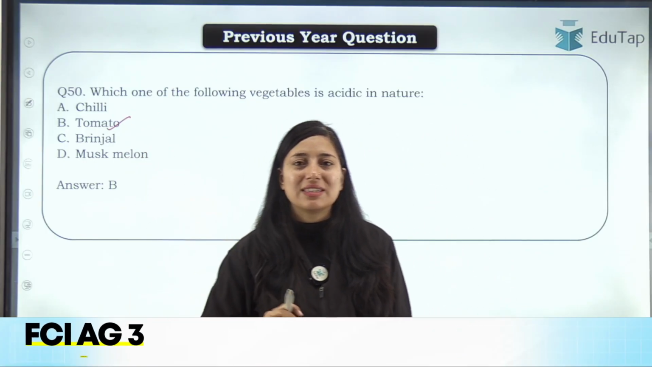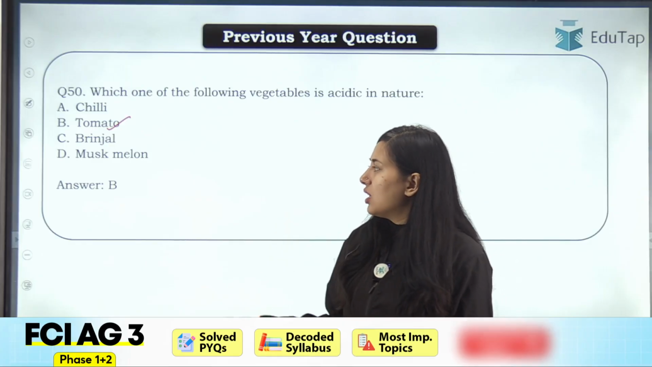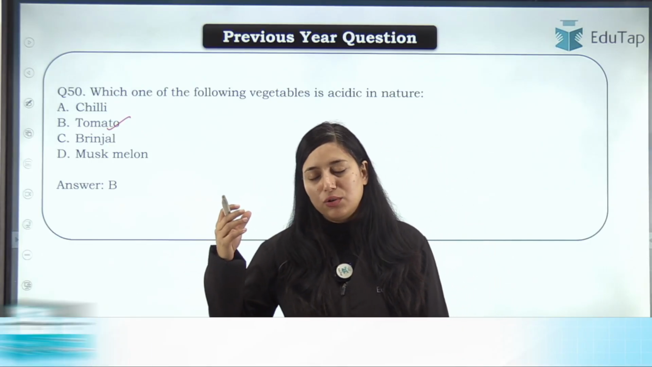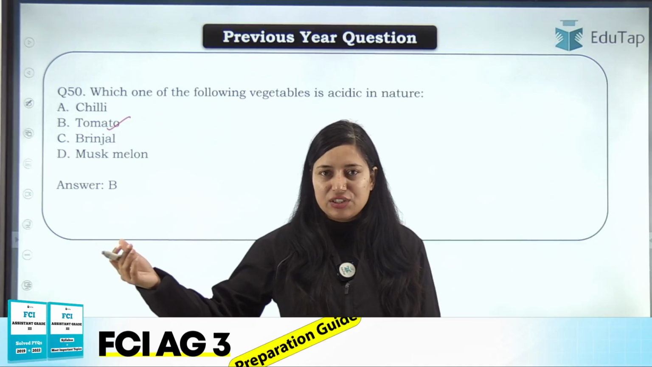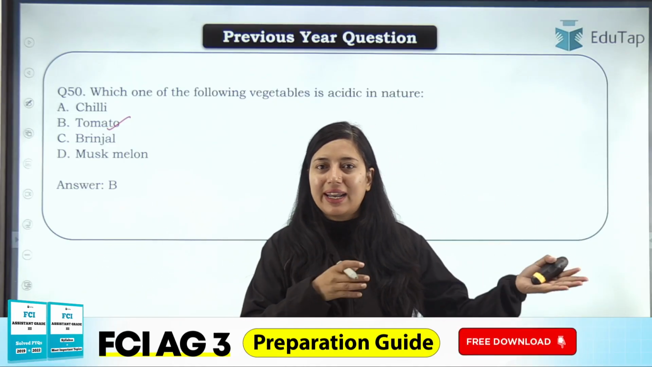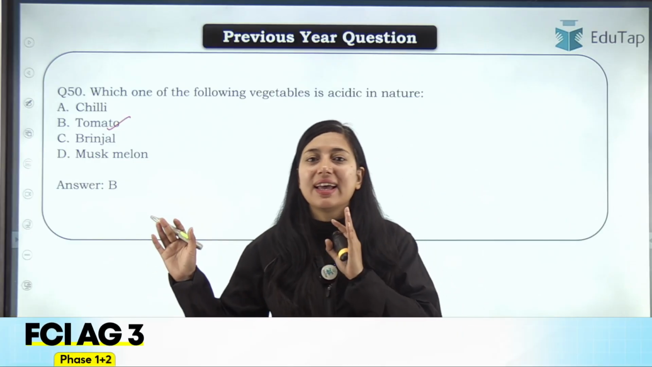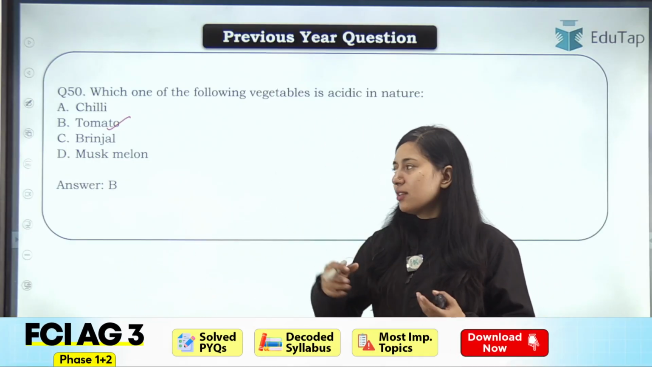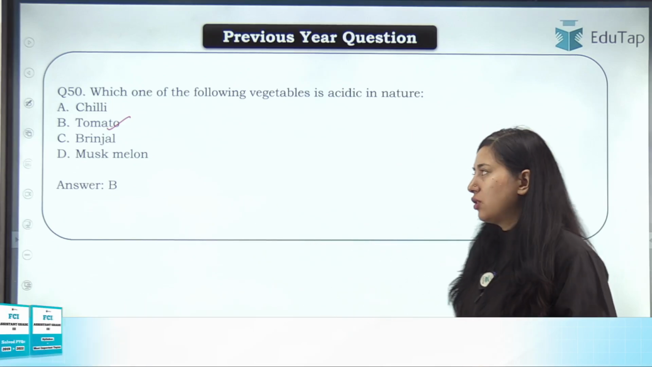We consume it as a vegetable, but it is considered a fruit. So fruits are basically acidic in nature, whereas vegetables are alkaline in nature. That differentiation should be clear in your mind. All the fruits are acidic and all the vegetables are alkaline in nature. And tomato comes under the category of fruits actually. So that's why the answer will be tomato.